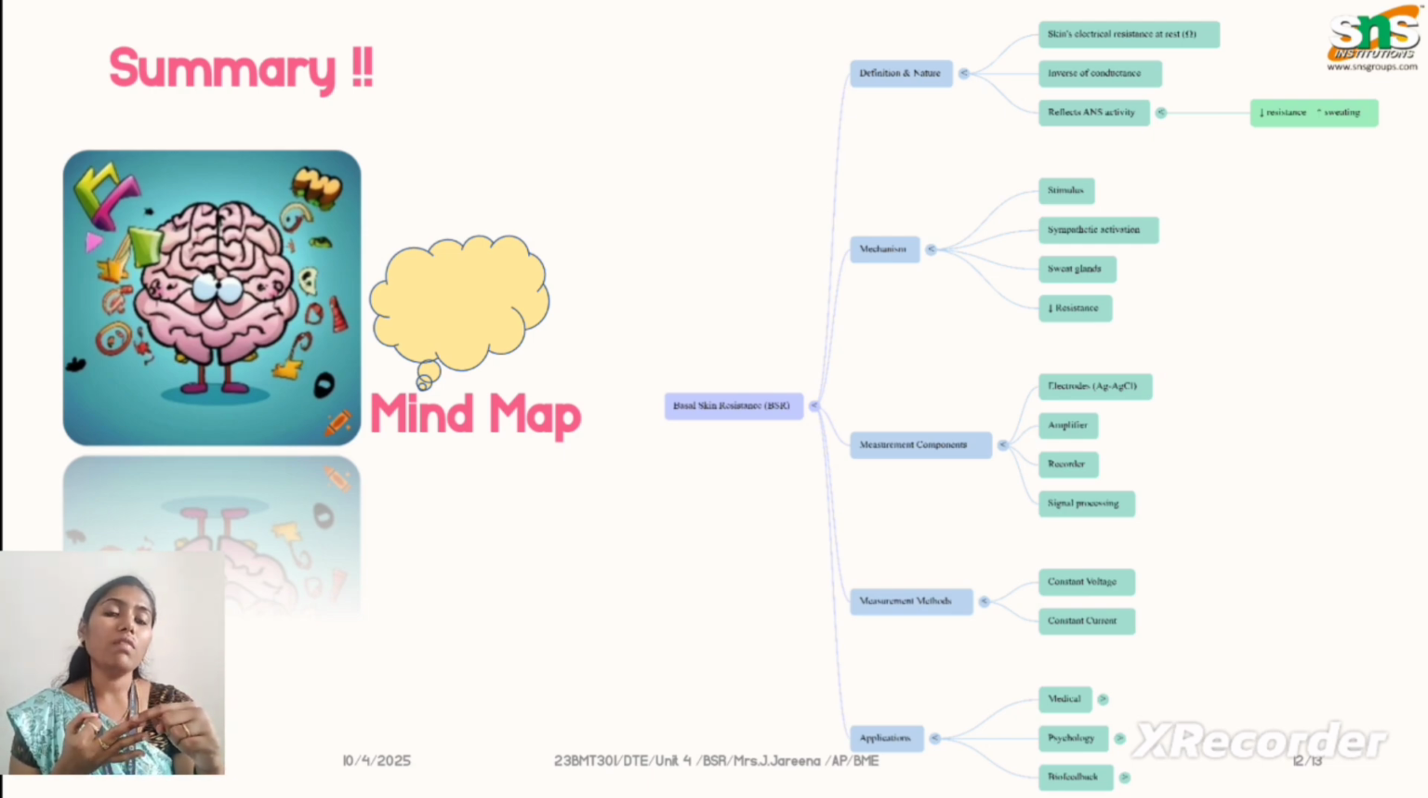We also had a discussion from the instrumentation point of view, that is, the different components involved in BSR measurements. And finally we discussed the two different methods we can use for measurement of BSR: one is the constant voltage method, another is the constant current method. And finally we wound up with the applications, which majorly cover three areas: medical diagnostics, psychology, and biofeedback therapy. So that's all about today's topic.